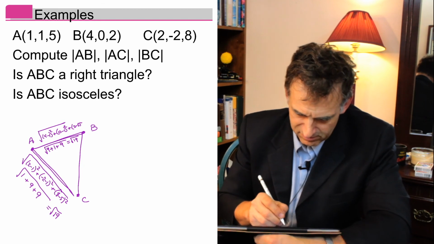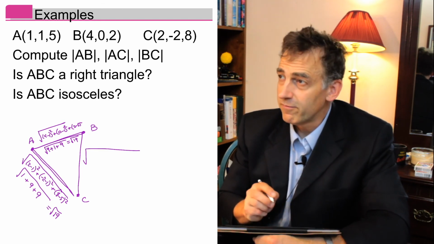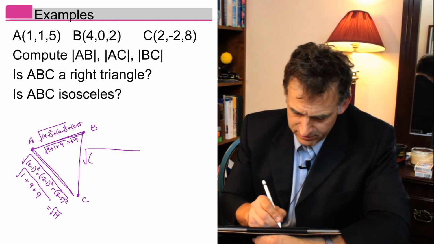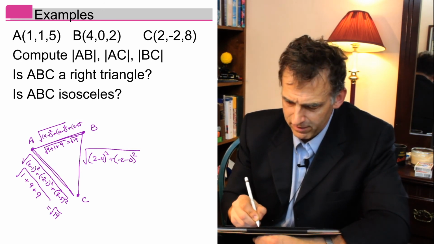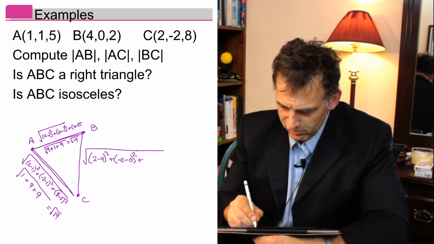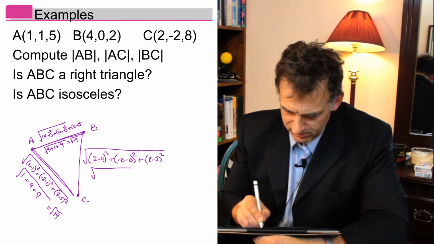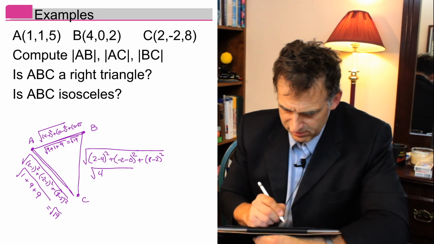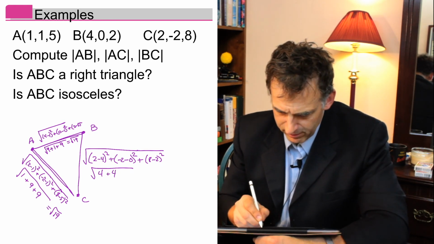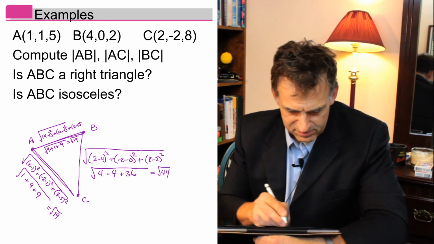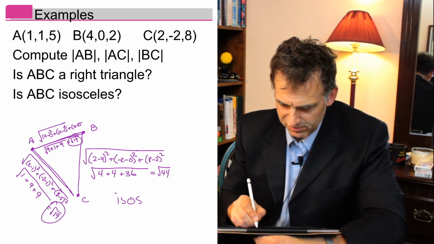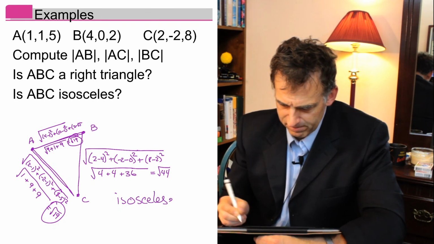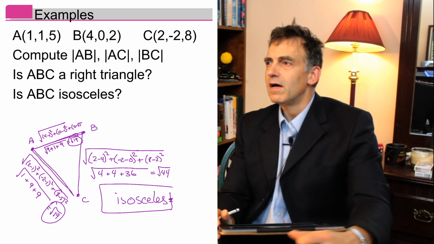All right, let's check about the distance from B to C. Okay, so from B to C, I do the square root of 2 minus 4 squared plus negative 2 minus 0 squared plus 8 minus 2 squared. So let's see, that makes 4. That's negative 2 squared is 4, plus another 4, plus 36. So it's not an equilateral triangle, but notice that these two sides are the same, that other one's different. So this one is isosceles. Isosceles, that's the way you spell it. Whew, okay.